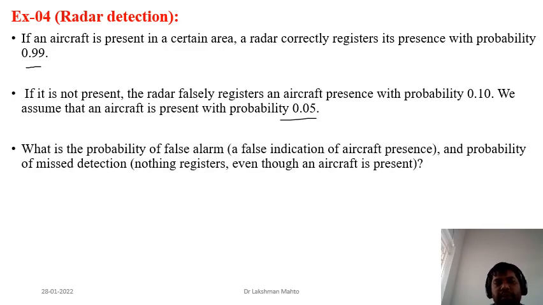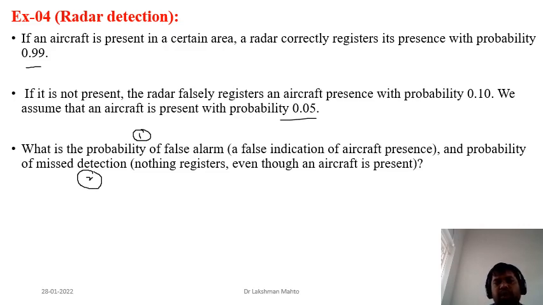Then we have to calculate the probabilities. First, what is the probability of false alarm? This is the first probability that we have to calculate. Second, what is the probability of misdetection, that is, the radar failed to detect the presence of the aircraft?